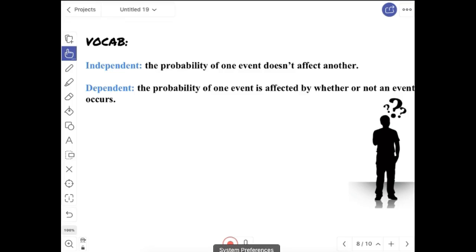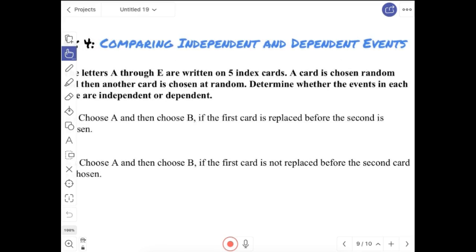Okay, the last video in this lesson, we're going to be looking at two things. So one, whether events are independent or dependent. Remember, independent would mean that one thing isn't going to affect the next outcome. So we're looking at probabilities at this point. Before that, we were just looking at outcomes. The second thing, dependent, would be that the probability of one event is affected by whether or not some other event occurred. So let's take a look at that real quick.